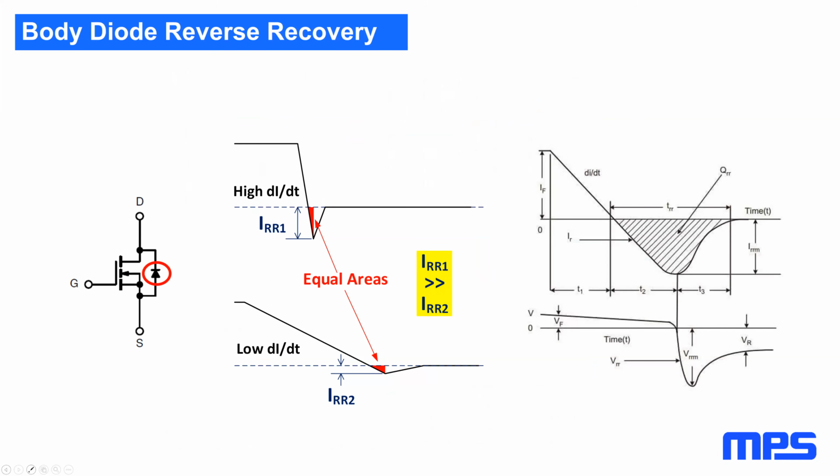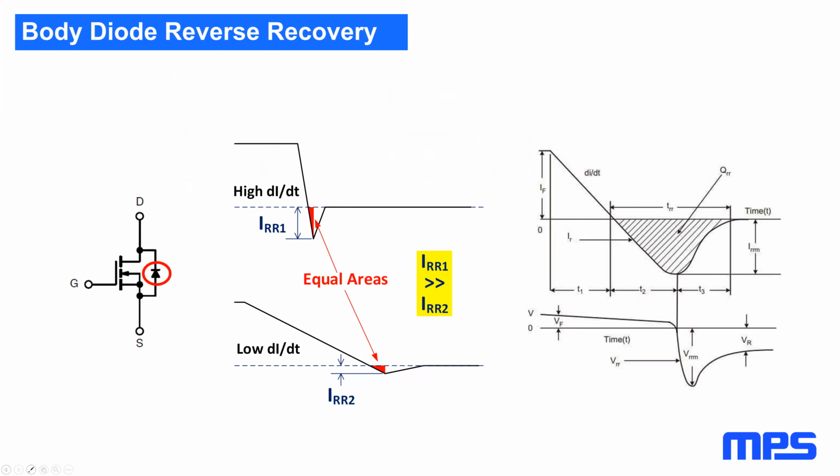So another reason to slow down the gate relates to the body diode. So the body diode is a diode that's formed from source to drain that's inherent in the structure of a power MOSFET. It's like any silicon diode. When they're taken from forward current flow into reverse bias, they don't stop conducting immediately. They have a reverse recovery period where current continues to flow in the opposite direction.